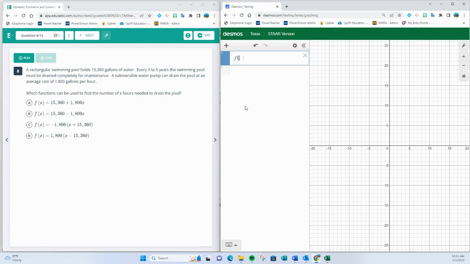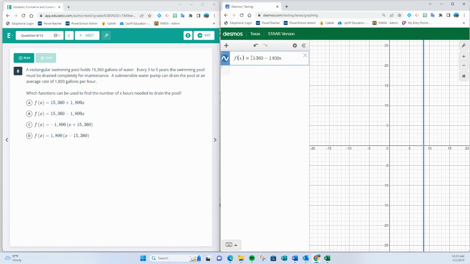So this one, I have a starting value of 15,360 gallons. Forgot my equal sign. And to drain is to take away 1,800 gallons per hour.